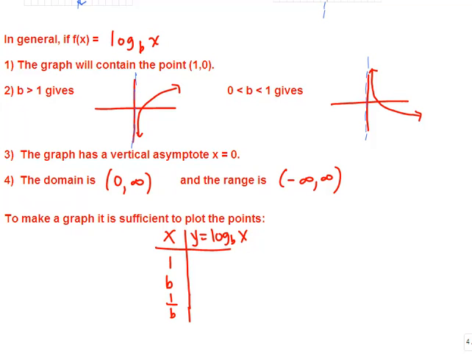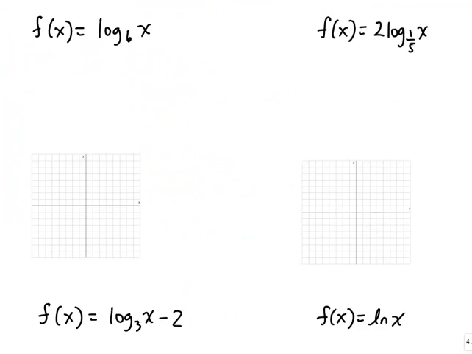When we go to make our graph, it's always going to be sufficient to plot the following points. When you make a table, this is how you want to set it up. Always use x is 1, x is the base, whatever the base happens to be, and 1 over whatever that base is. If you use those 3 x values, then you're always going to get nice y values. We're just going to practice that a little bit.